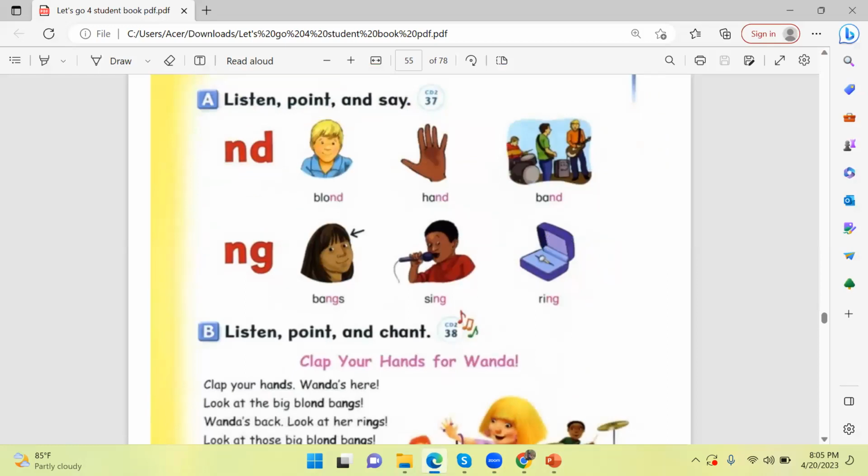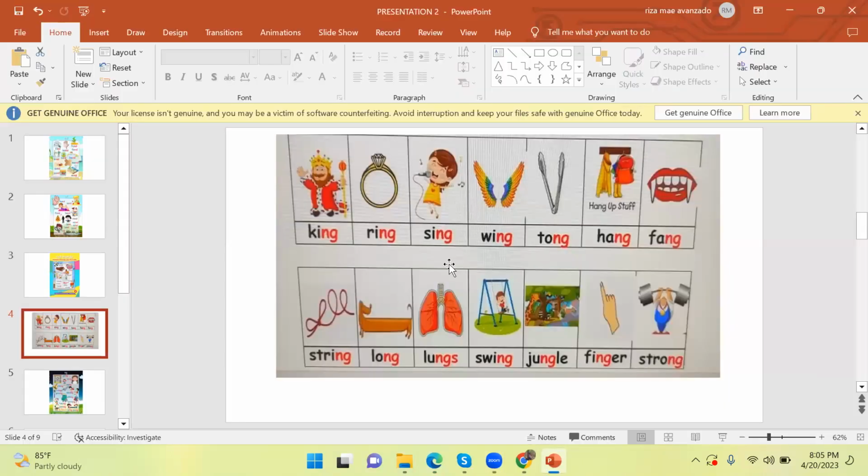Can you please read the first word? This one. Bangs. Very good. This one. Sing. Good job. How about this one? Ring. Okay, that's ring. Very good. So another example that has NG sound is this one.